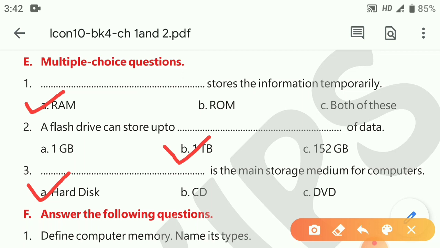Now children, here our brain developer exercise is over. Now in the next class we will do the activity section of chapter 2.